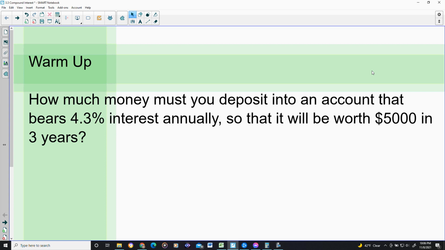Using simple interest, how much money must you deposit into an account if it bears 4.3% interest annually so that it will be worth $5,000 in 3 years? Okay, remember that our formula that we're going to use is P times (1 plus RT) equals F. And so these letters, remember, F stands for future value. P is present value or principal. R is the rate, and T is the time.